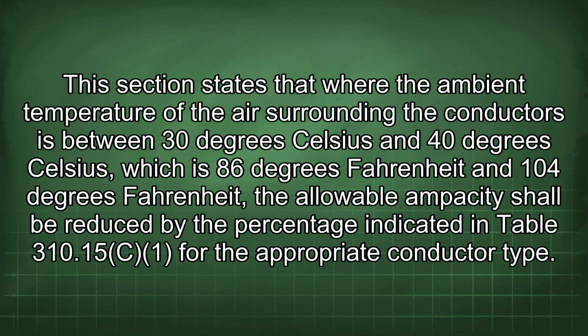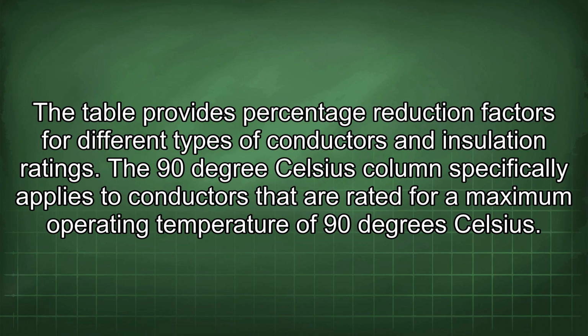This section states that where the ambient temperature of the air surrounding the conductors is between 30°C and 40°C, which is 86°F and 104°F, the allowable ampacity shall be reduced by the percentage indicated in Table 310.15 for the appropriate conductor type. The table provides percentage reduction factors for different types of conductors and insulation ratings. The 90°C column specifically applies to conductors that are rated for a maximum operating temperature of 90°C.